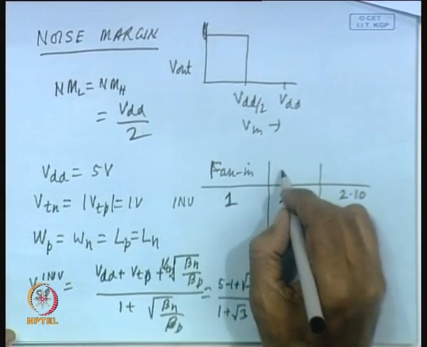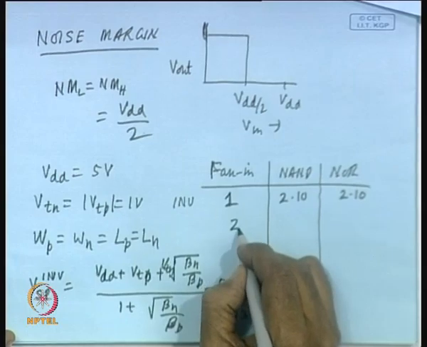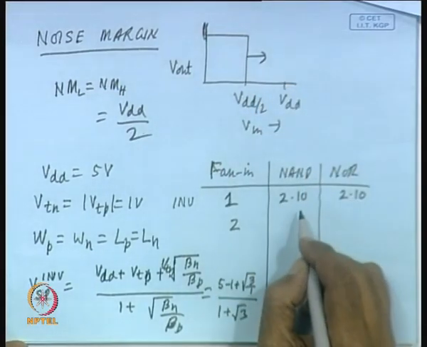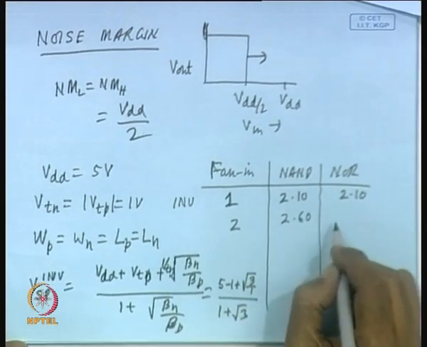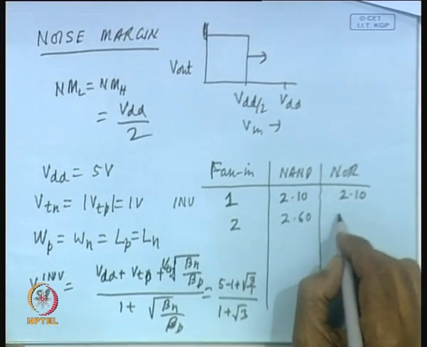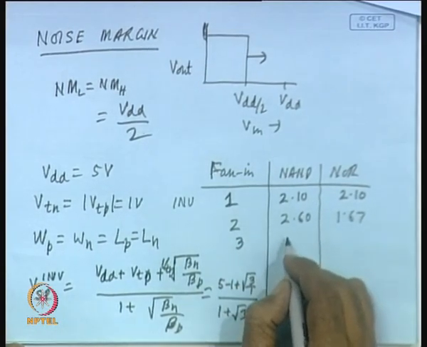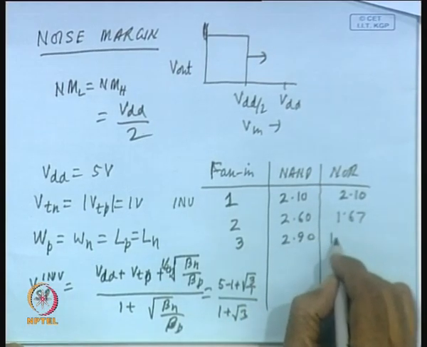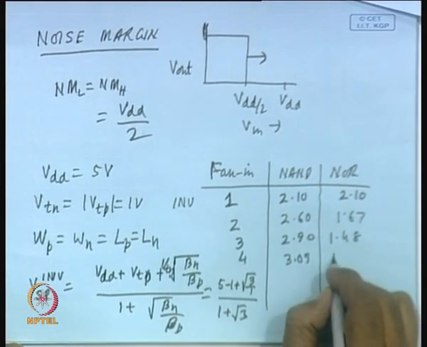Now, whenever we are concerned with an inverter, there is no difference between a NAND gate and a NOR gate, these are essentially the same. Now, let us consider fan in of 2. In that case, for a NAND gate, as we know, it will move towards the right, and for a NOR gate it will move towards the left. So, this becomes 2.60 volt, it is moving towards the right, it is increasing. On the other hand, it will be 1.67 for the NOR gate. So, we can see it is decreasing, while this is increasing. For 3 input NAND and NOR gates, the corresponding values are 2.90 and 1.48, and for 4 input the values will be 3.09 and 1.38.